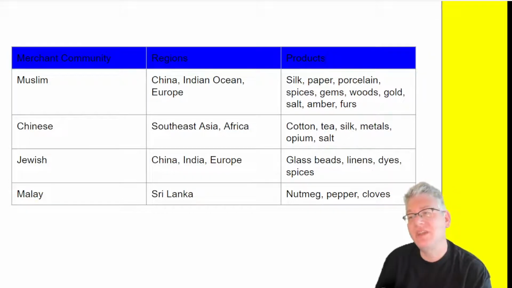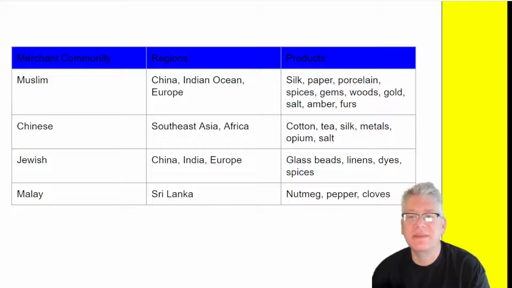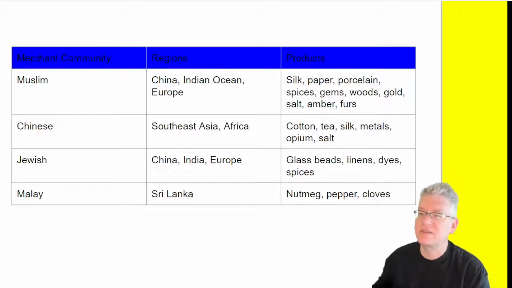We also have Chinese merchant communities in Southeast Asia and very small amounts in Africa, more Southeast Asia though. That's true today as well. A lot of Chinese live in places like Malaysia, and there are some in Vietnam and places like that. Cotton, tea, silk, metals, opium, salt. Jewish merchant communities in China, India, and Europe: glass beads, linens, dyes, spices. And then Malays who are living in Sri Lanka: nutmeg, pepper, and cloves. Again, that's a big thing coming from Southeast Asia, the spices: nutmeg, pepper, cloves. That's where they're all created, in these spice islands, and that is where they're going to come from.